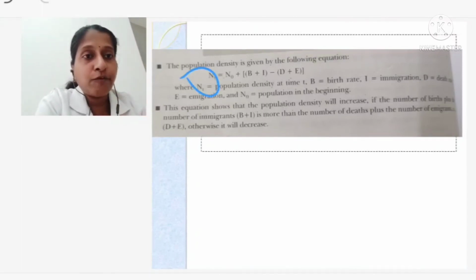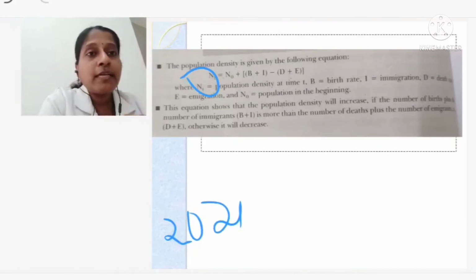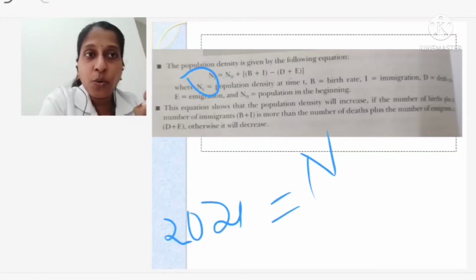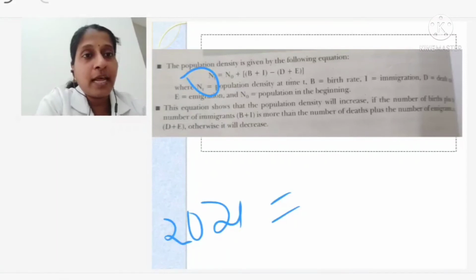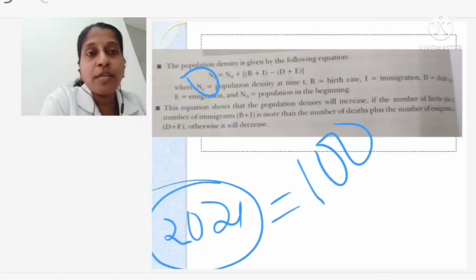Now, this year, 2021, I have to find out what is the population density. So in that case, what we have to do? First we have to go for N0. N0 means when in 2020 what was the population. For example, I want to find out the population in 2021 in Patripala. Previously, imagine, last year 2020 there were 100 individuals. No, more are there, but 100 I am considering.